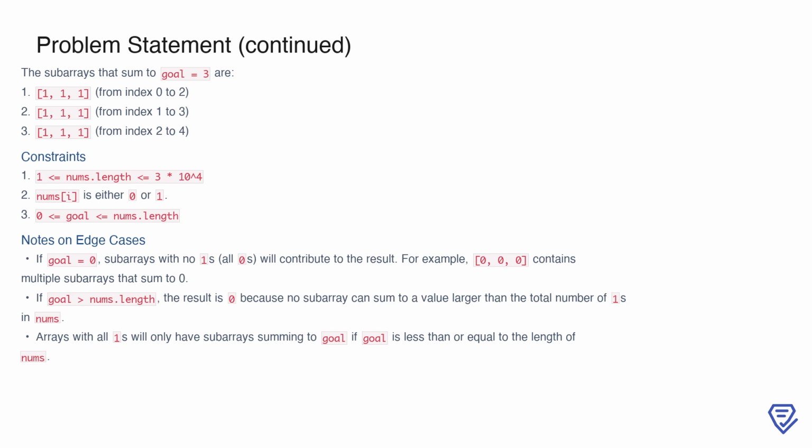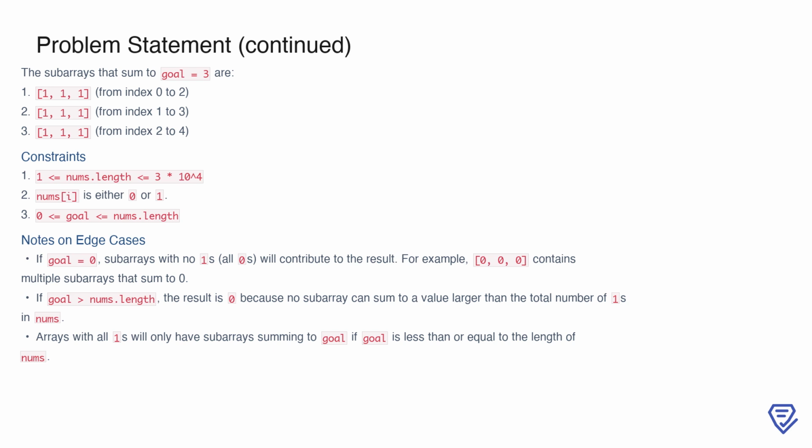It's also important to handle edge cases. For example, if goal equals 0, we need to count subarrays consisting entirely of zeros. If goal is greater than the total number of ones in nums, the output will be 0, as no subarray can meet that condition. By considering these constraints and edge cases, we can ensure our solution is both correct and optimized.